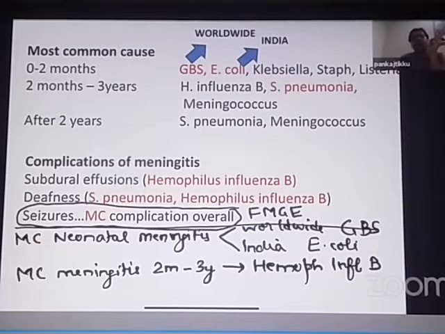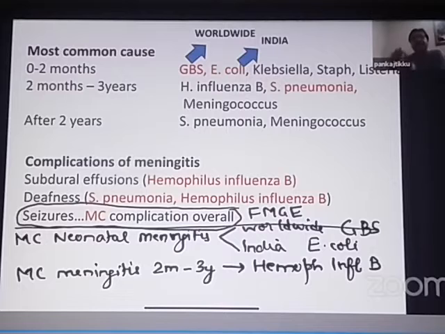So there are three important complications of meningitis you should be aware of: seizures, then deafness, and then subdural effusion. Please hear carefully what I am saying: seizures, deafness, and subdural effusion. Overall, which is the most common complication of meningitis in children? Seizures. Second, which is the most common complication of pneumococcal meningitis in children? Streptococcus pneumoniae, it is deafness. Sensorineural deafness is very, very common in children who have Streptococcus pneumoniae induced meningitis.